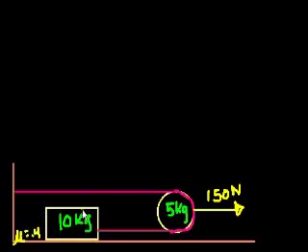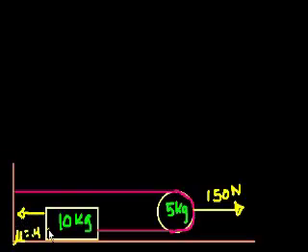So what are all the forces acting on this block right here? Well, we know it's going to be moving towards the right. It's actually going to be moving towards the right twice as fast as the pulley. So if it's moving to the right, which direction is the force of friction acting in? Well, the force of friction is always going in the opposite direction. So you have the force of friction going backwards.